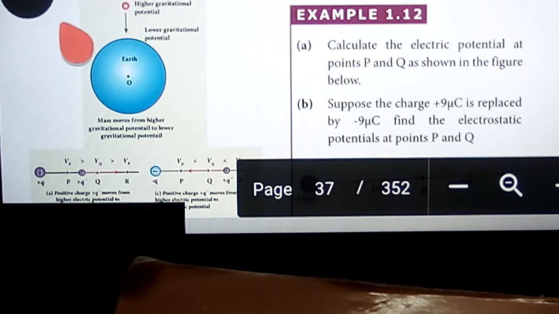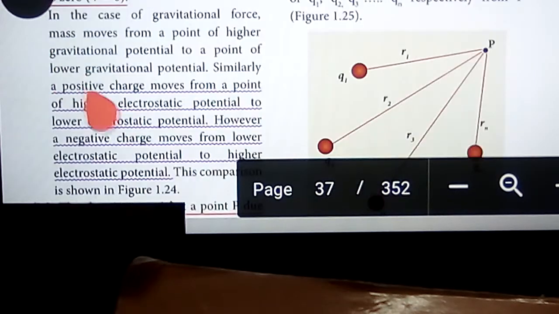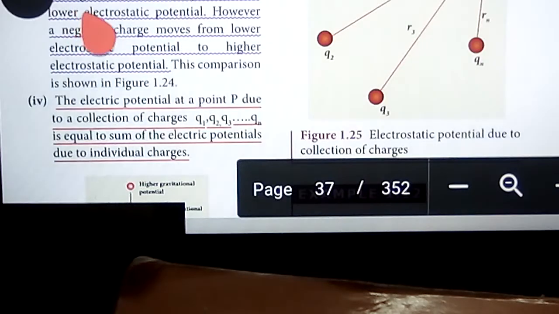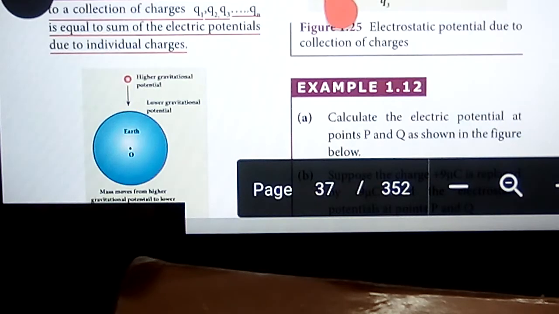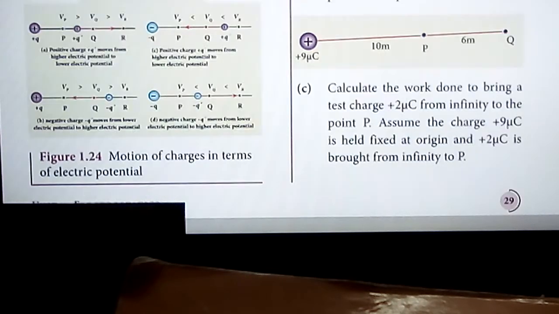Now the next important point is that the electric potential at a point P due to a collection of charges Q1, Q2, Q3 and so on up to Qn is equal to the sum of the electric potentials due to individual charges. So this is another important point to remember. Similarly, in the case of electrostatics, the electric potential at a point P due to a number of charges, Q1, Q2, Q3 etc. up to Qn, is equal to the sum of electric potentials due to individual charges. So that's another important point to remember.